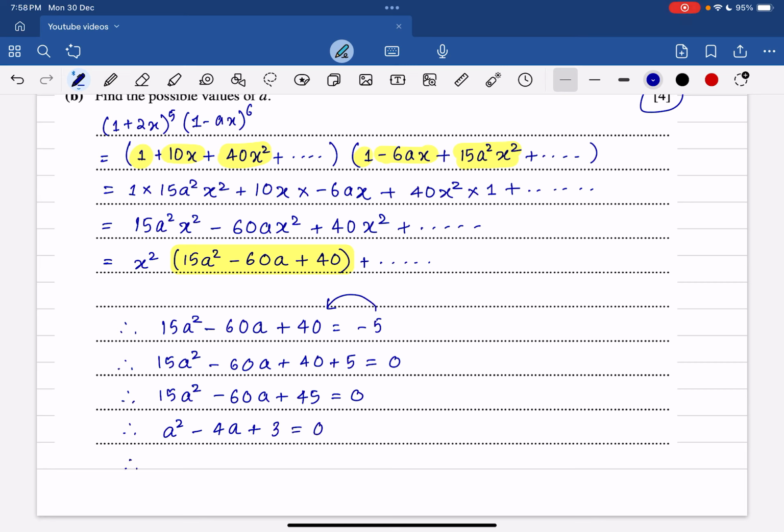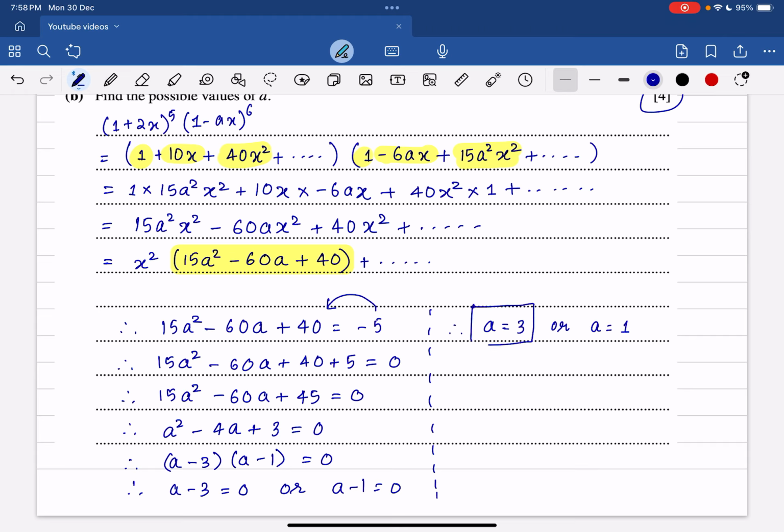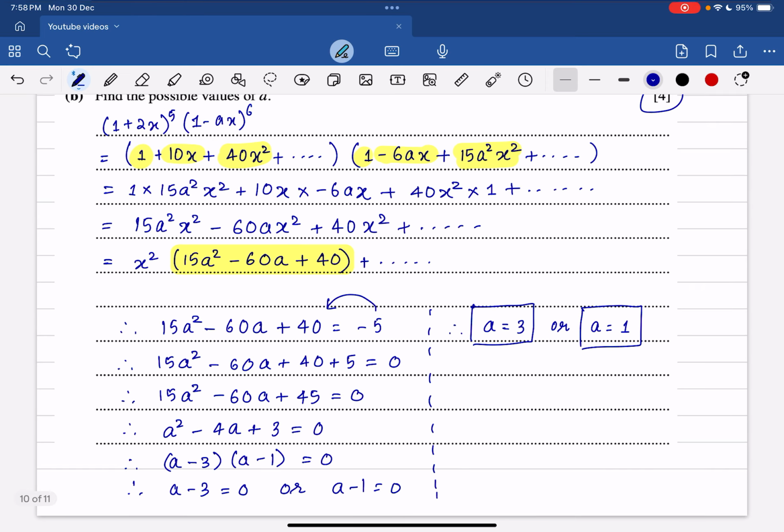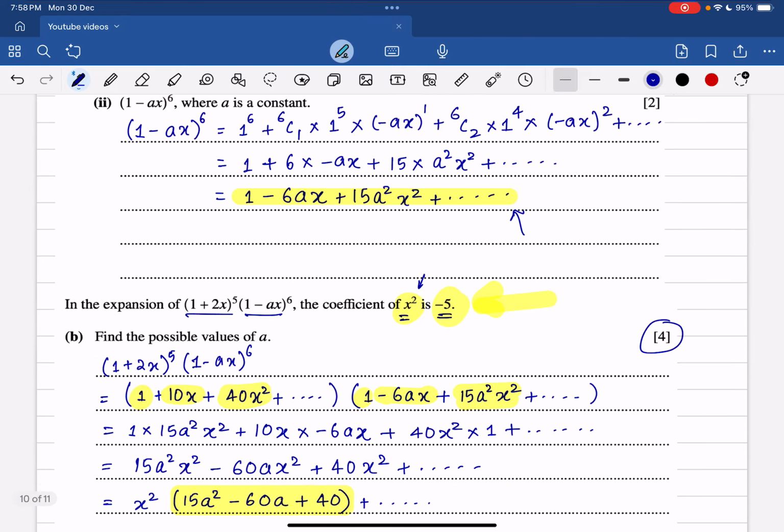If you try to factorize this, you will get a minus 3 times a minus 1, which makes it a minus 3 equals 0 or a minus 1 equals 0. What do I need? I need the possible values of a. So a equals 3 or a equals 1. These are the two possible values of a. Perfect. So this involved not only binomial expansion but a little bit of quadratic equation solving as well.